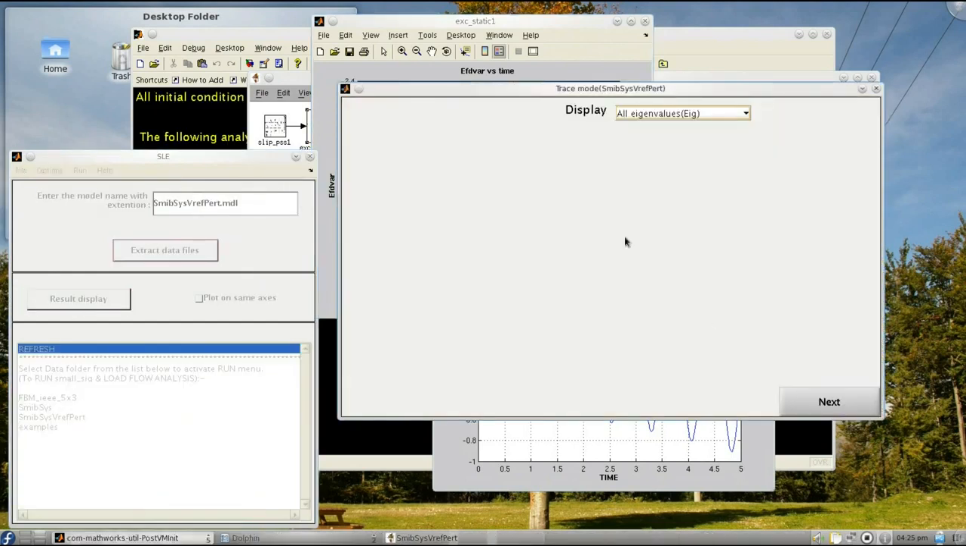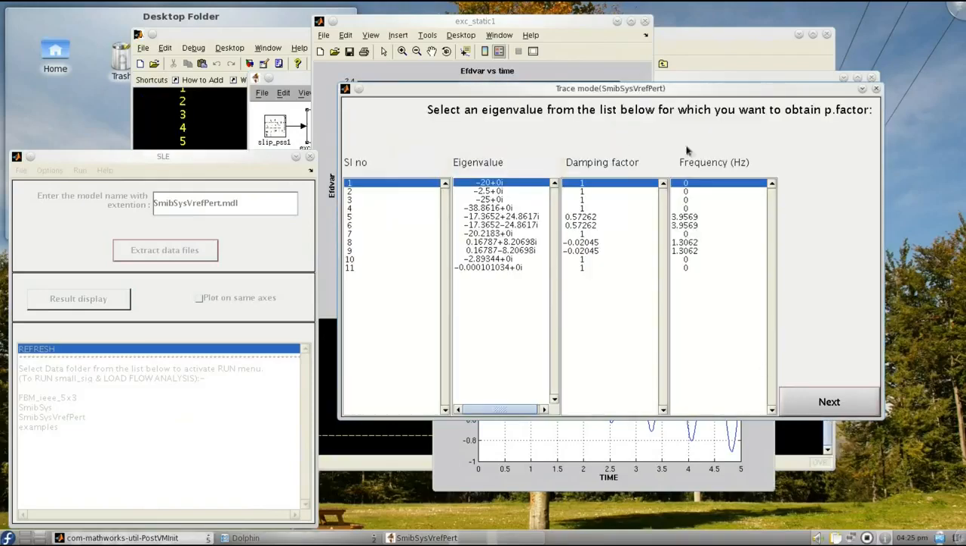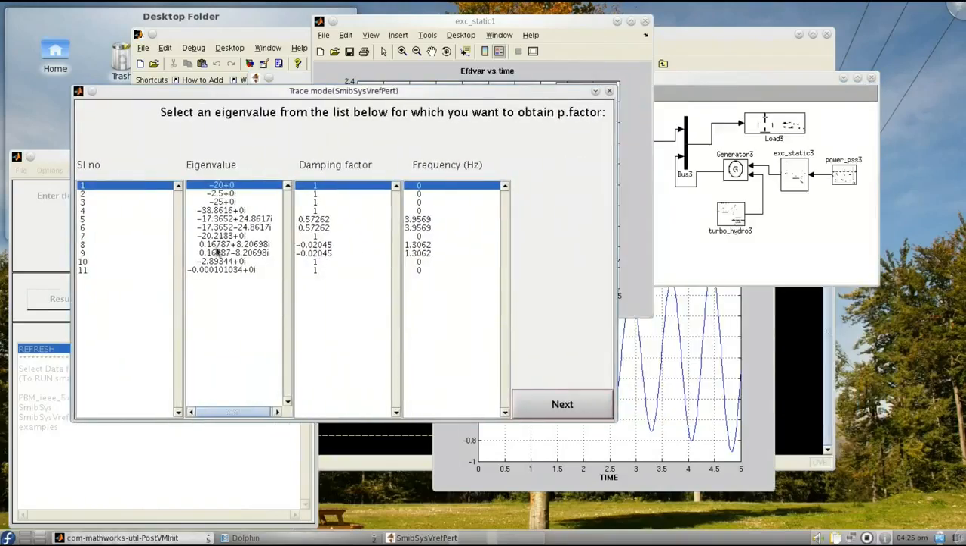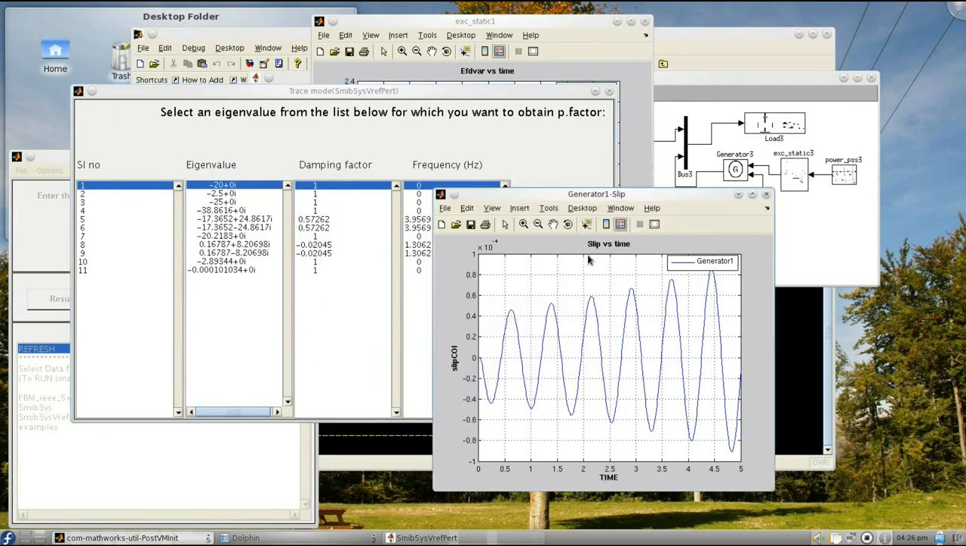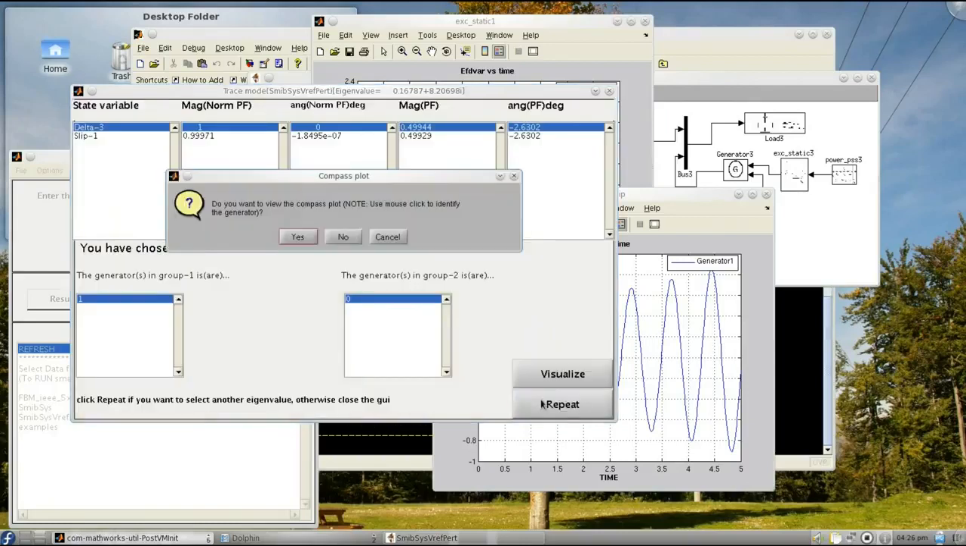So let's verify the same with the eigenvalue analysis. A negative damped mode is present in the system, which will eventually lead the system to the unstable nature. So a growing oscillation or the negatively damped oscillation there.